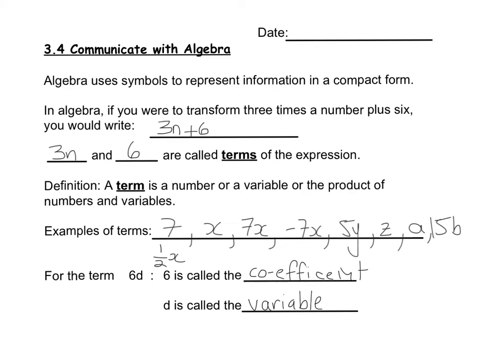D is called the variable. In other words, just to repeat, if you've got a term where you've got a number and a variable, the number is called the coefficient, and the d is the variable. Now if there is just a number by itself, this would be called a constant. Like this 6 over here in the plus 6, this is a constant. And this is the variable, and this is the coefficient. Okay, let's move on.